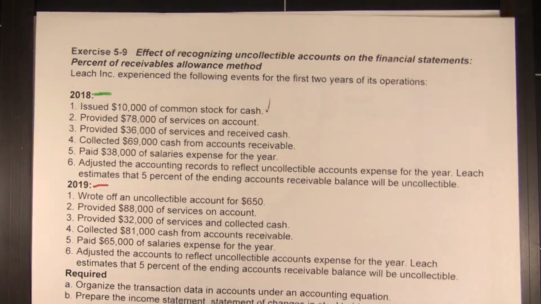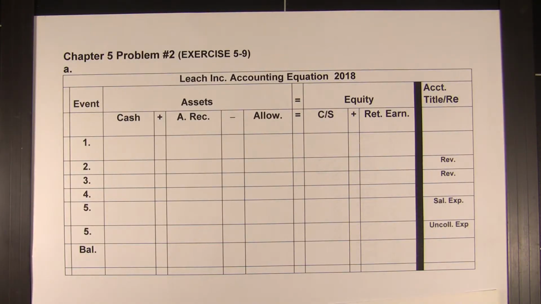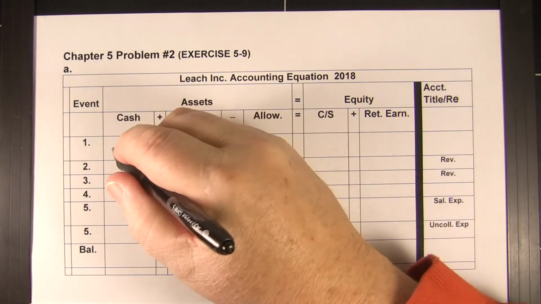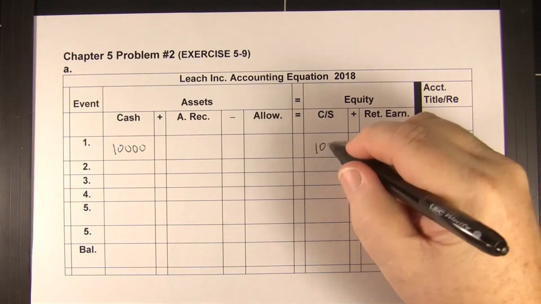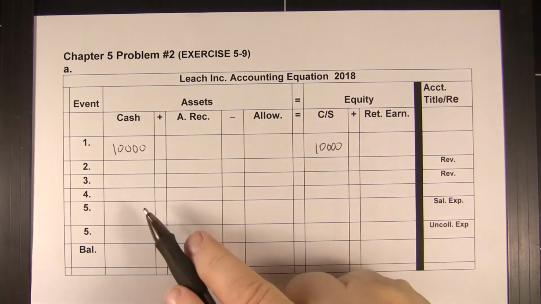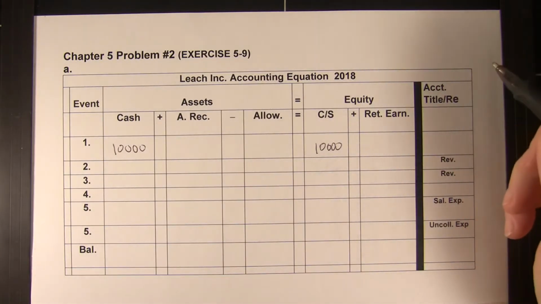Well, they want us to put it on one of these equations, so we'll do that. We got cash, $10,000, and that's common stock. We got the money, the owners earned it, okay?